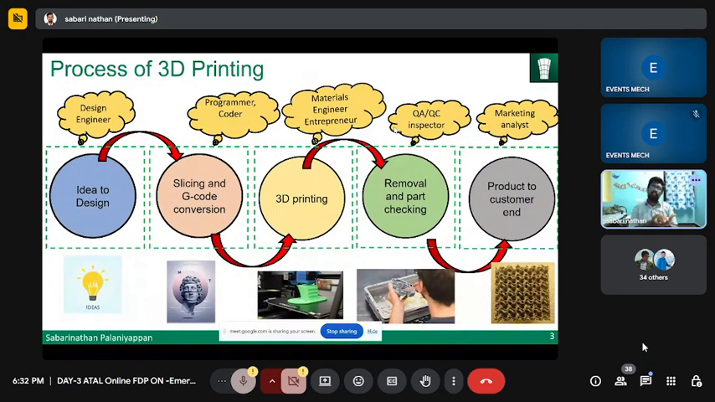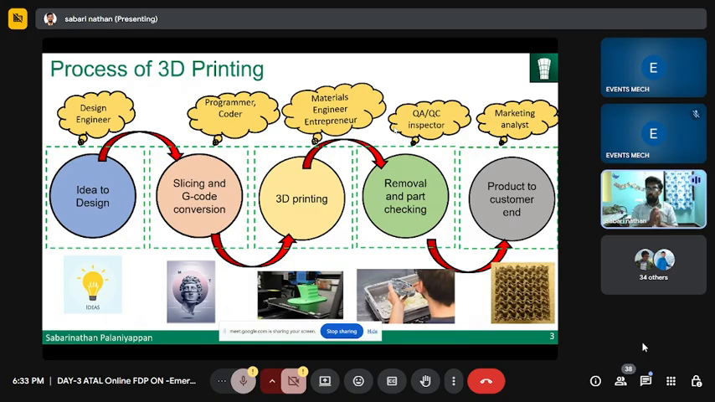Then after creating your design, the design should be sliced into G codes. The machine cannot read the design directly. But nowadays some printers, as I have already told, a brand printer, are reading the design directly. Otherwise, you need to slice the design into G codes using some kind of slicer.